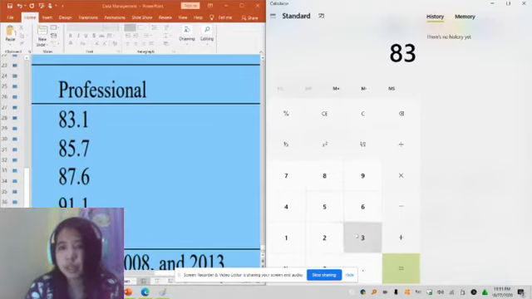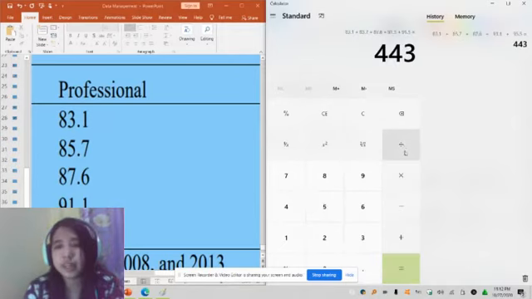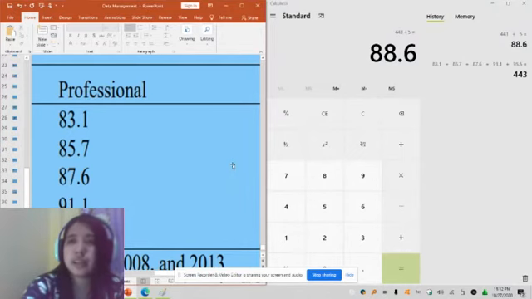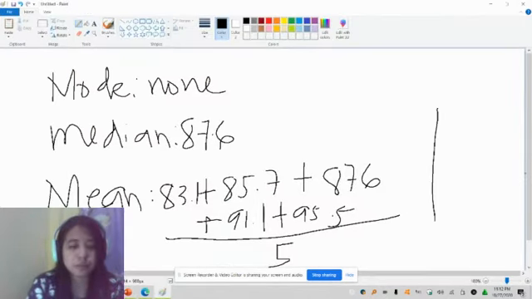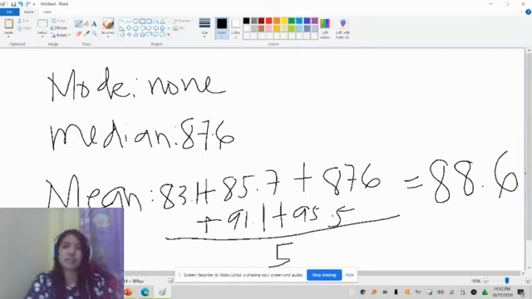So 83.1 plus 85.7 plus 87.6 plus 91.1 plus 95.5 is equal to 443, divided by 5 is equal to 88.6. So what is our mean? Our mean is 88.6.